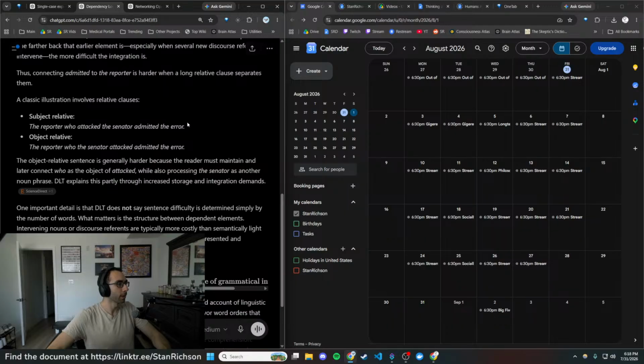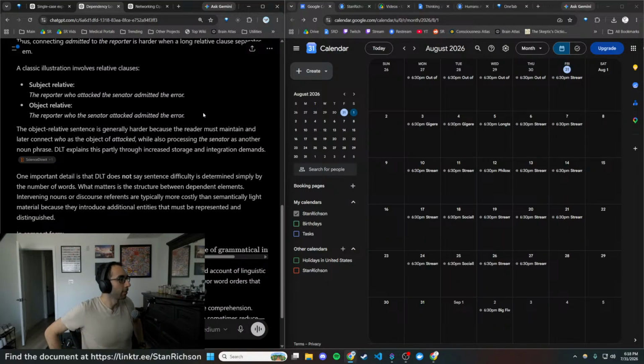A classic illustration involves relative clauses. So subject relative: the reporter who attacked the senator admitted the error. And then the object relative: the reporter who the senator attacked admitted the error. The object relative sentence is generally harder because the reader must maintain and later connect who as the object of attack, so you're waiting on that. The reporter who the senator attacked admitted the error. Okay. So you're jumping around, where this is all just one thing.